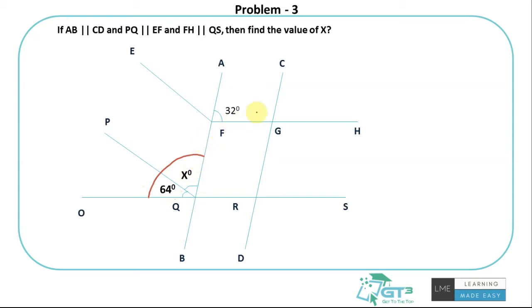So now, because this is 32, what should this be? This is a straight line, right? AB is a straight line, this is 32, so this has to be 180 minus 32, that's 148.